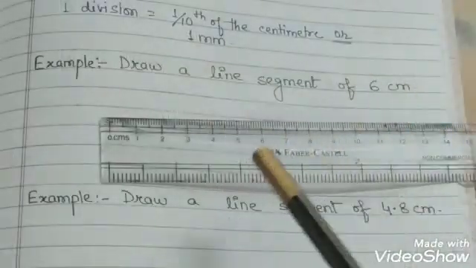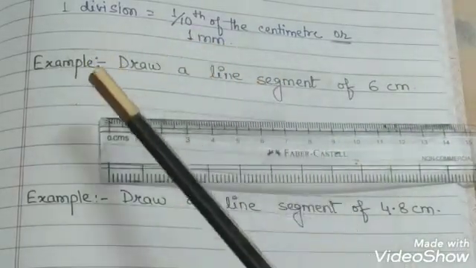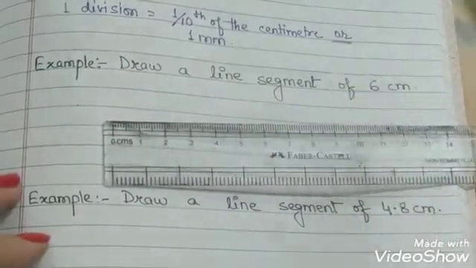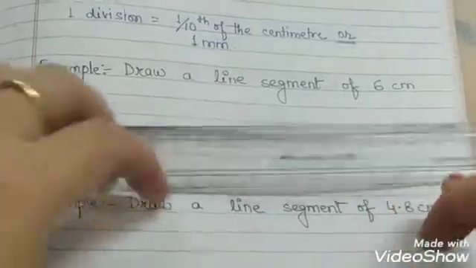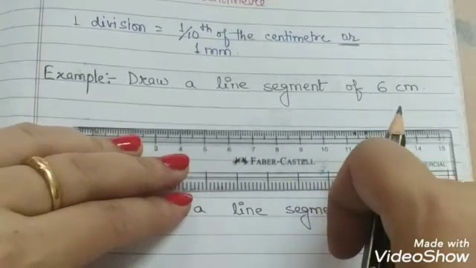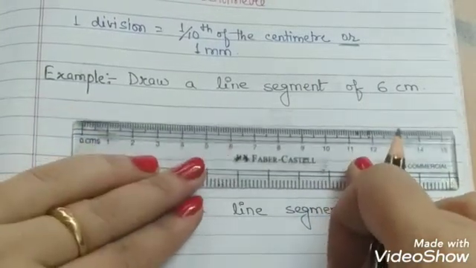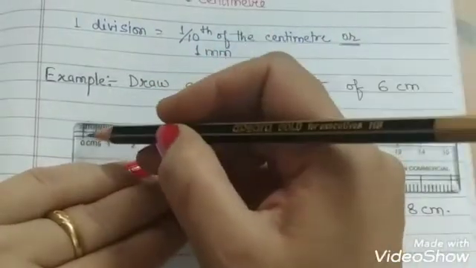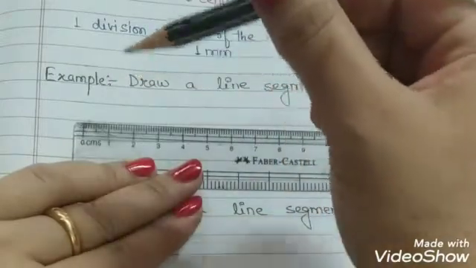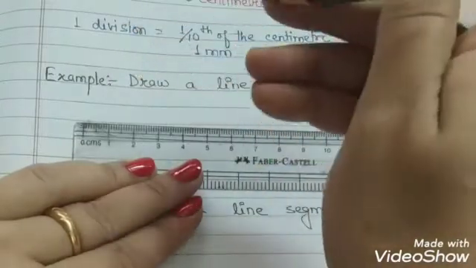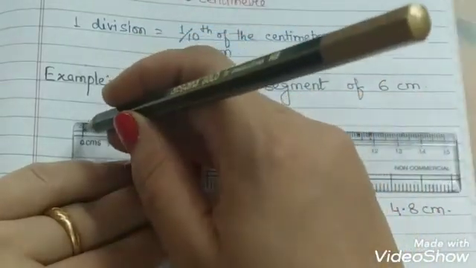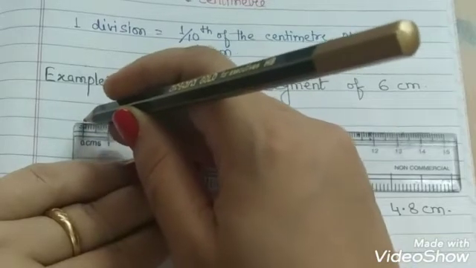Now let's see how to draw a line segment. Let's take an example. Draw a line segment of 6 centimeter. To draw a line of 6 centimeter, we put the ruler on the notebook and mark a point P against 0. This is your 0. Keep in mind, when you're drawing the line segment or whatever diagram you're drawing, your pencil should be sharpened, or its tip should always be pointed, and hold the pencil straight. So mark 0 here.